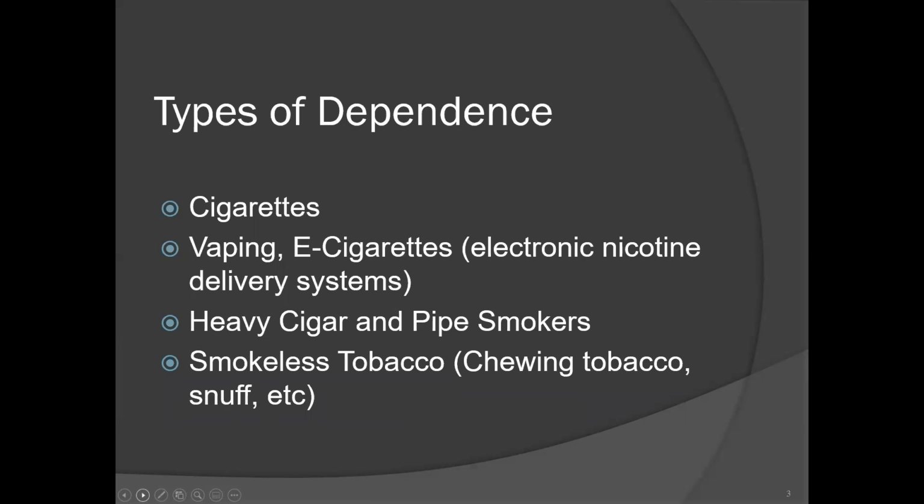So types of dependence or types of substances that are out there: cigarettes, vaping devices. E-cigarettes are not exactly the same thing, but there are vaping devices that look like cigarettes, and then there are also vaping devices that look nothing like cigarettes at all. Electronic nicotine delivery systems are also referred to as such, along with heavy cigar and pipe smokers, and then smokeless tobacco as well. We're really not covering that to a large extent, but it can also represent a form of nicotine dependence.